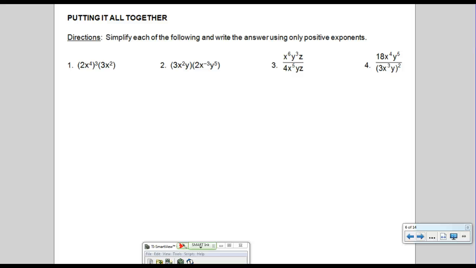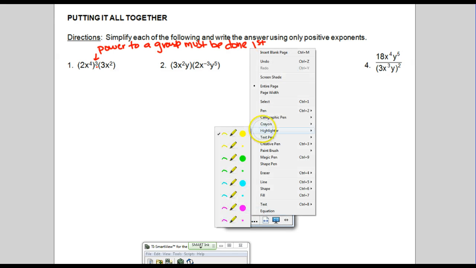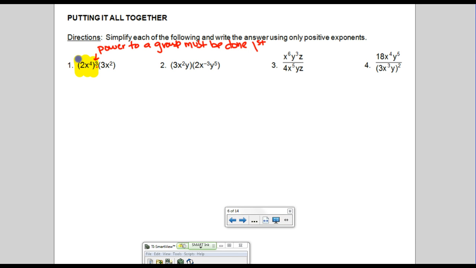So problem number 1, we have to simplify 2x to the 4th raised to the 3rd times the 3x squared. Well, in order to multiply these two, I can't do that right now because this 3 power is in the way. So definitely without a doubt, if you have a power to a group, you have to do that first. Okay, so if you have a power to a group, there's no question about it. You can't multiply until you get rid of that outside power. So the first thing we're going to do right now is just focus on that guy with the power. So I'll highlight it.